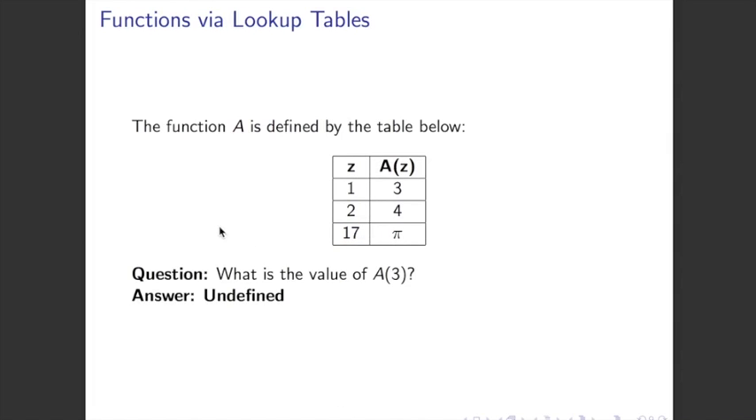If you asked what a of 3 is, the answer would be undefined. This function does not know what to do with 3. And the reason is that 3 is not anywhere in this input column. It's true that it appears in the output column, but to evaluate a of 3, we would need a 3 that appears in this input column. If you ask me what a of 4 is, again, the answer would be undefined. If you ask me what a of 5 or a of 10 or a of any number that isn't in the input column would be, it's undefined.